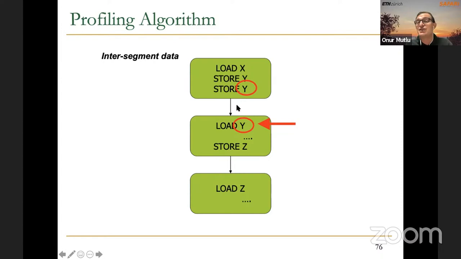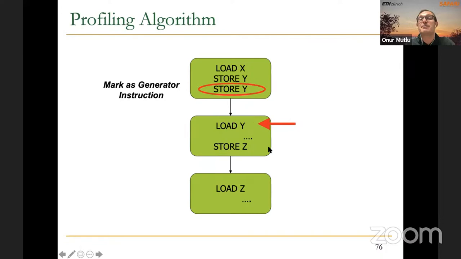Why? Because there could be an if-else clause, for example. And depending on the if clause, you have one instruction generating Y. Depending on the else clause, you have another instruction generating Y. So there's no rule that there has to be only one generator instruction. There could be multiple generator instructions. Okay, so basically the compiler marks the last instruction as the generator instruction. If there are multiple last instructions in the profiling round, you mark multiple instructions.